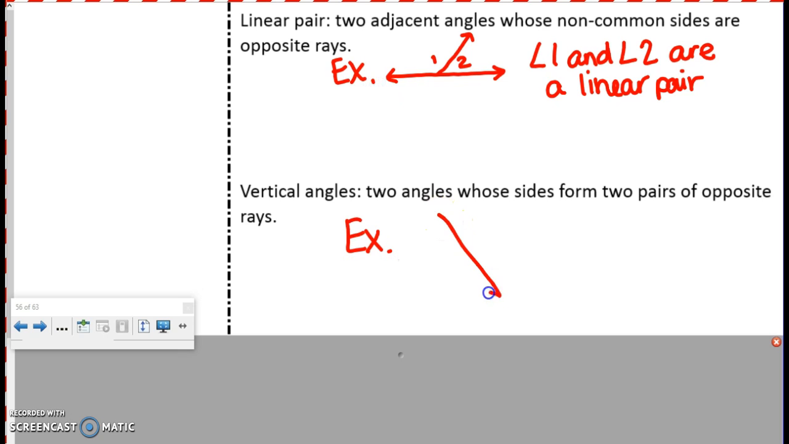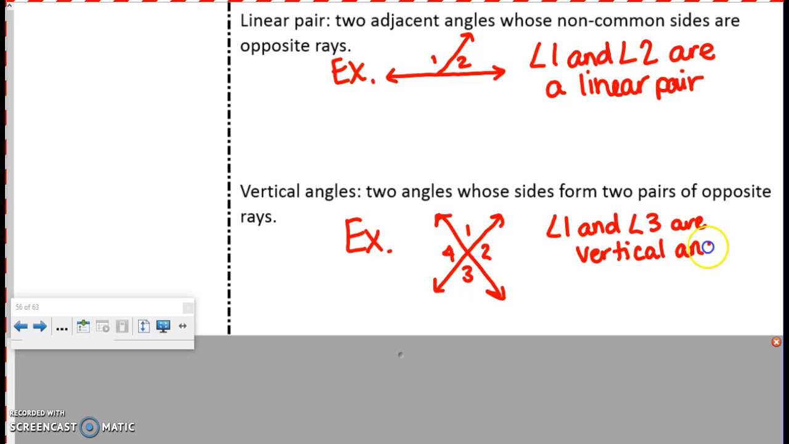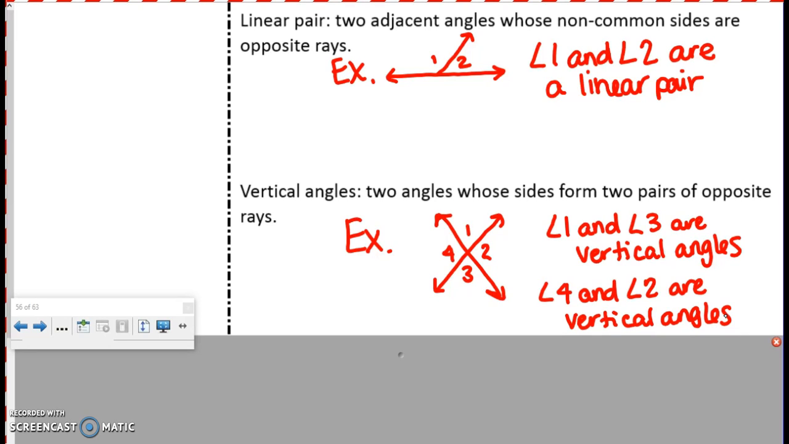If I were to draw two intersecting lines and label these angles 1, 2, 3, and 4, then angle 1 and angle 3 are vertical angles. And there's actually another pair: angle 4 and angle 2 are also vertical angles. So when you have two intersecting lines like this, you have two sets of vertical angles.